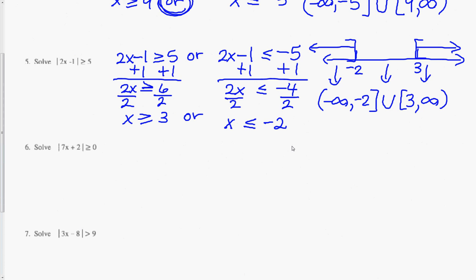So we're going to use our common sense superpower on this one. If I've got an absolute value greater than or equal to 0, it doesn't matter what I'm putting in there. The answer would be all real numbers, because any number you put in there, once you take the absolute value of it, it's going to be bigger than 0. It doesn't matter what the number is as long as it's bigger than 0. That was kind of a trick one.